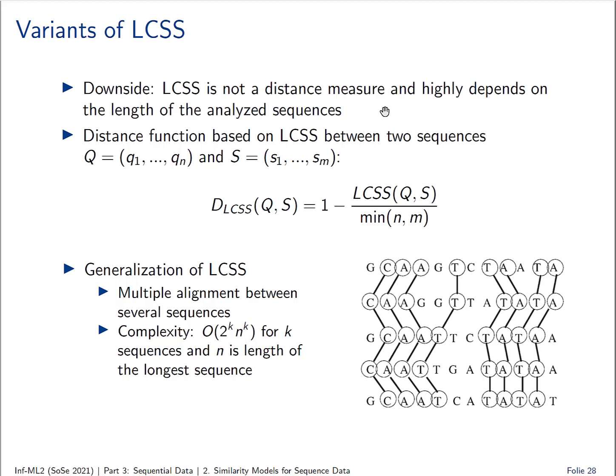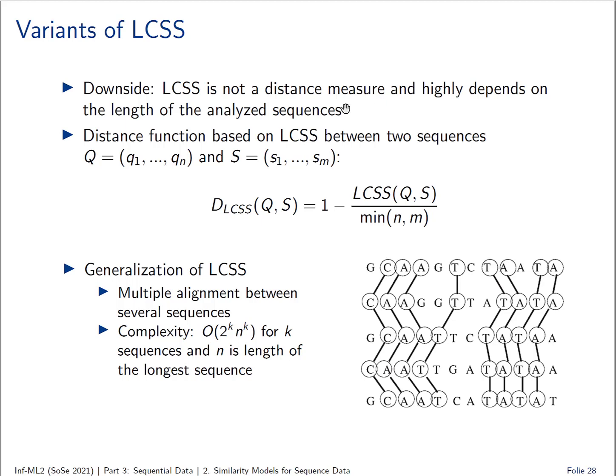And also a second downside is that LCSS highly depends on the length of the analyzed sequences, of course. If you have long sequences, the probability that the longest common subsequence has a long length is, so to say, also much higher than if at least one sequence has a low length. So there's a kind of dependency on the length of the analyzed sequences. But we cannot do too much about the last part.